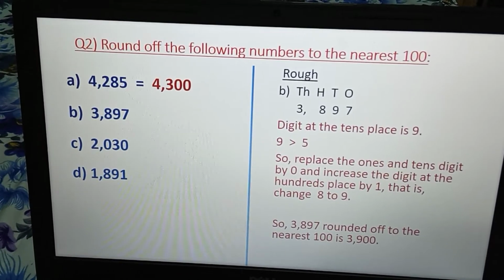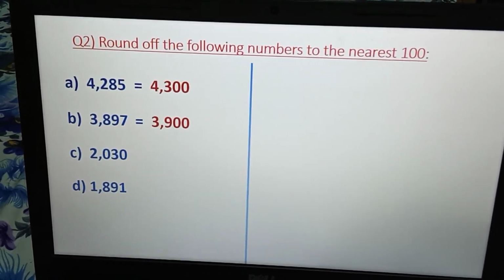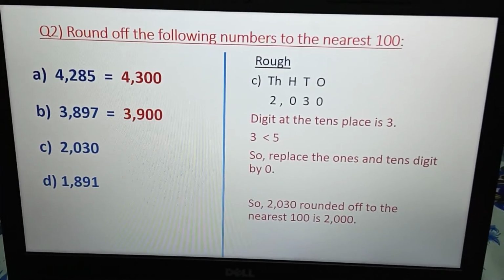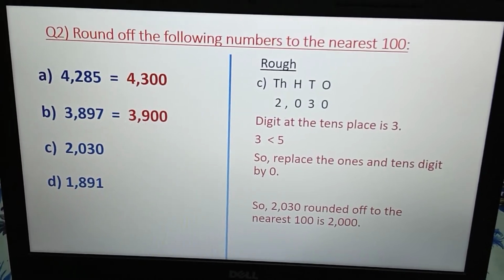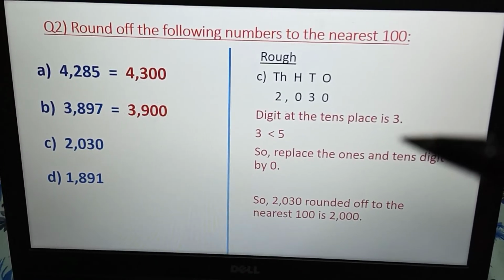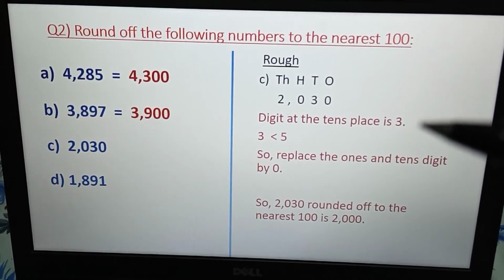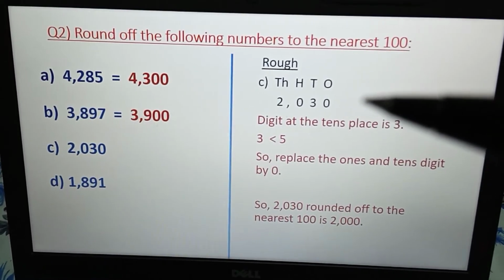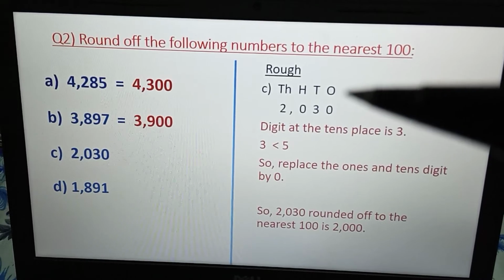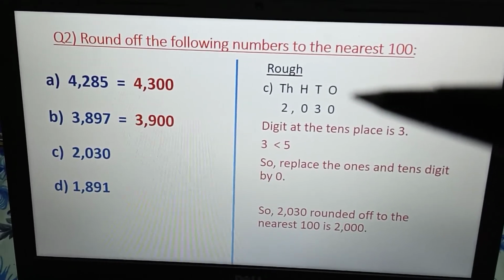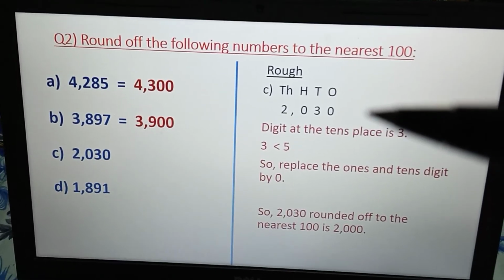Move to the next question, children. That is 2030. Now you tell me which digit is there at the tens place. Yes, it is 3. And 3 is less than 5. Follow rule number 1. When the tens digit is less than 5, you just change the ones and tens digit to 0. Replace these by zeros. And there will be no changes in other digits.